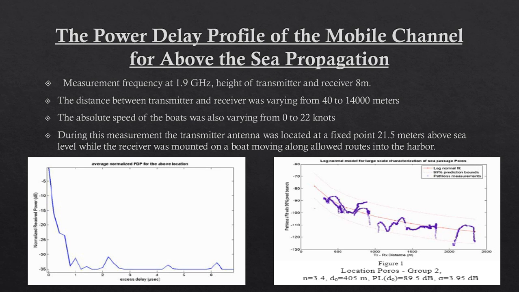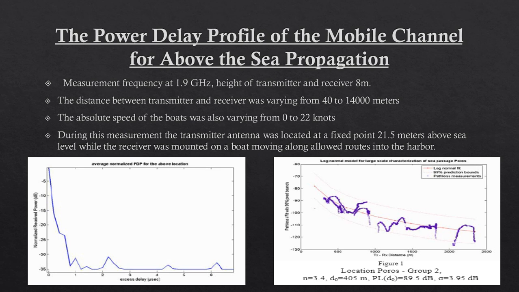For this channel, the measurement frequency is kept at 1.9 gigahertz and the height of transmitter and receiver is kept at 8 meters. The distance between the transmitter and receiver varies between 40 to 14,000 meters. And the transmitter and receivers are kept on a boat, and the boat speed also varies from 0 to 22 knots. During this measurement, the transmitter antenna was also located at a fixed point at 21.5 meters above sea level, while the receiver was mounted on a boat moving along different routes into a harbor.